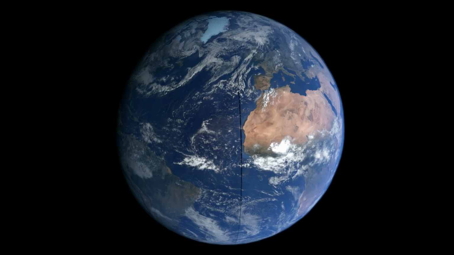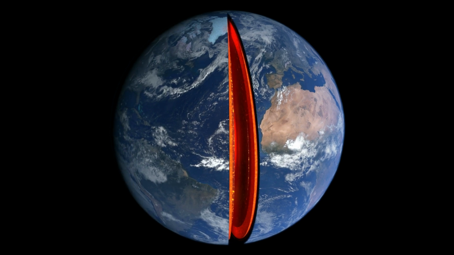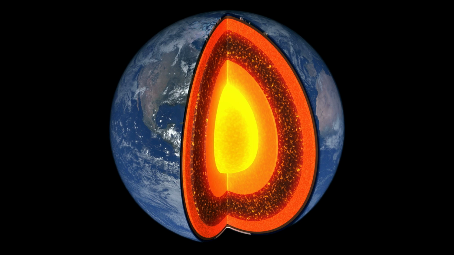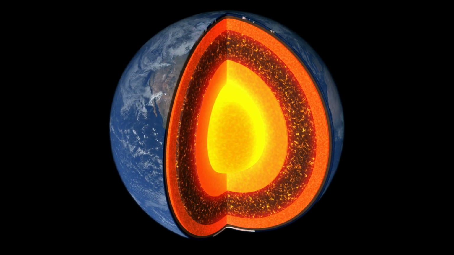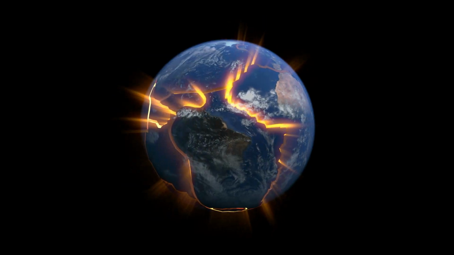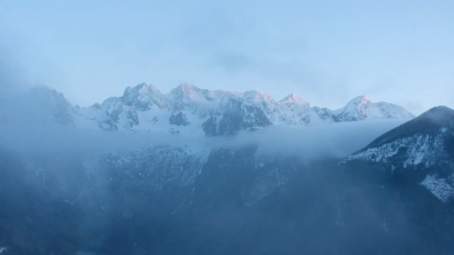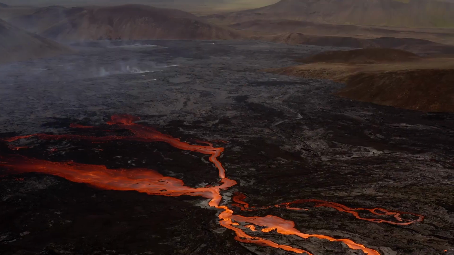Indian-Australian plate. The movement of these tectonic plates is caused by the convection of material in the Earth's mantle. The convection currents in the Earth's mantle push the tectonic plates in different directions. The movement of these plates is responsible for the formation of mountains, earthquakes, and volcanic activity.